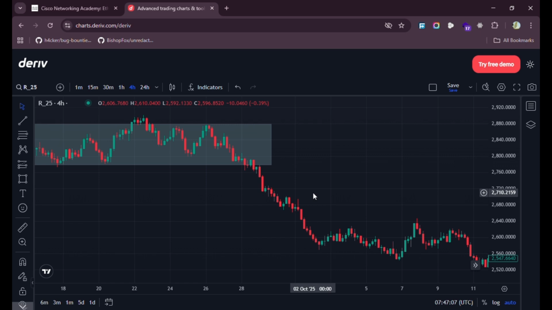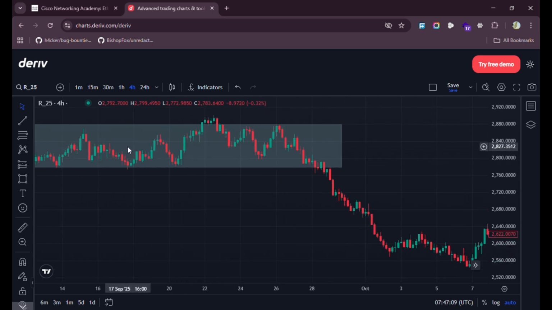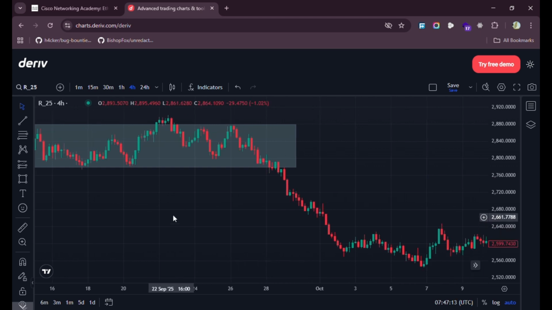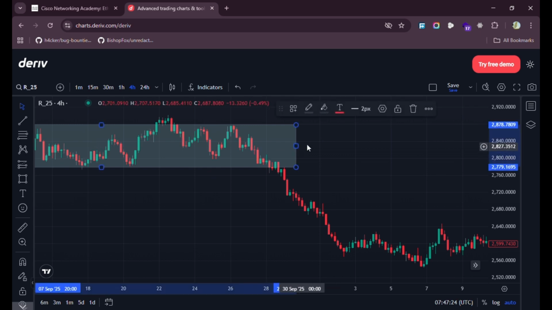So those are the three phases: accumulation, manipulation, and distribution. Another thing that we'll be checking today is about the higher highs, higher lows, lower highs, lower lows, equal highs, relative equal highs. Let me take this one out.